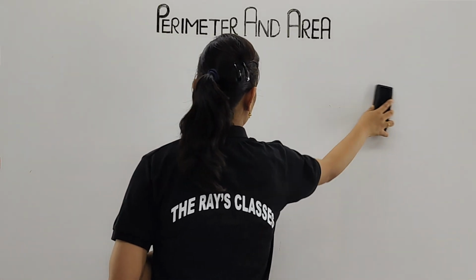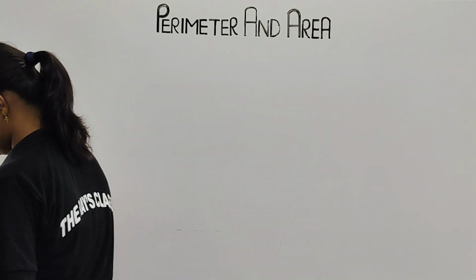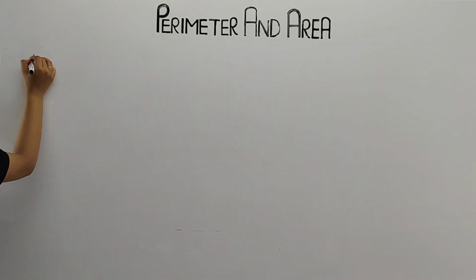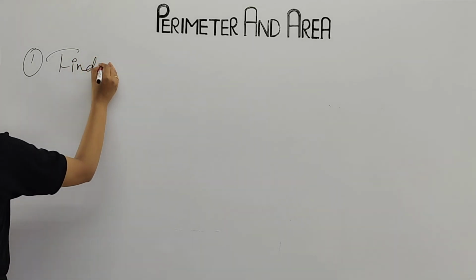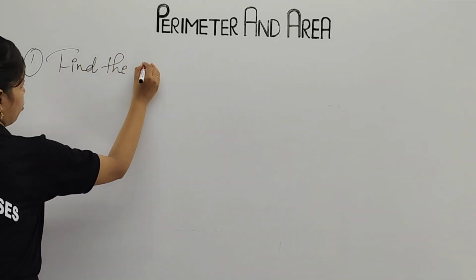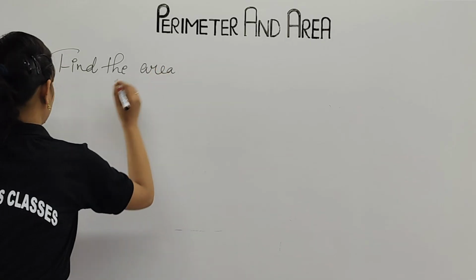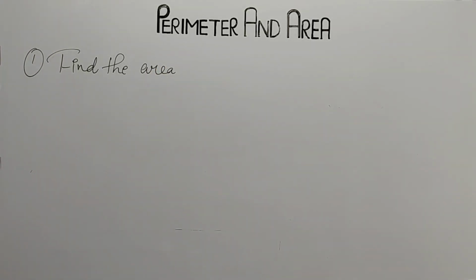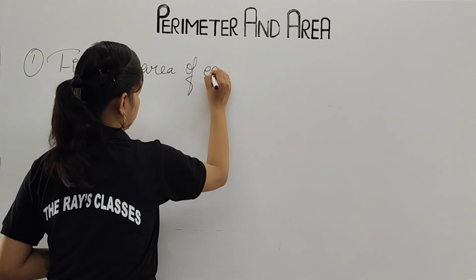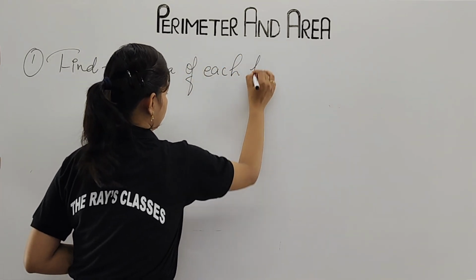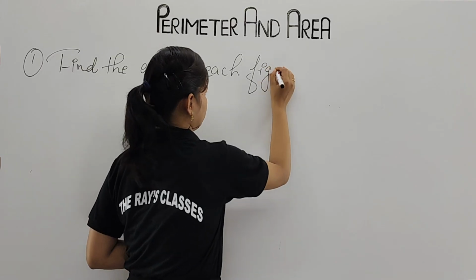Clear? What we are going to discuss is find the area of square. If the question is written, find the area of each figure.